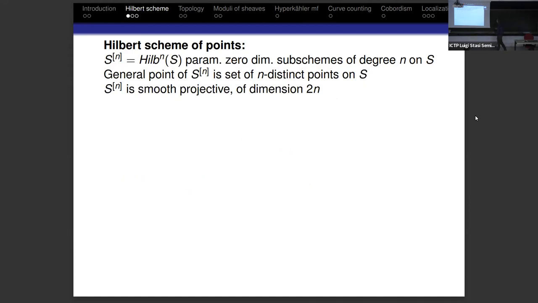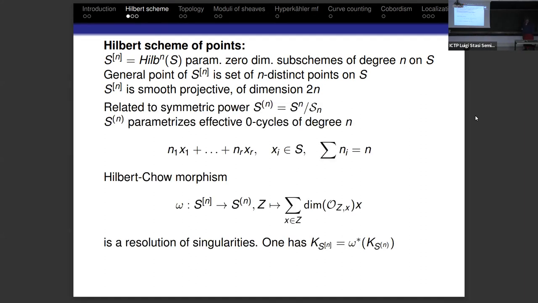Now maybe I can go back again to the definition of the Hilbert scheme of points. I'm looking at zero-dimensional subschemes of length n on S. As I said, a general point is a set of n distinct points on S, in the smooth projective variety of dimension 2n. And there are simpler ways to parametrize sets of n points which possibly come together. You can just take n points counted with multiplicity. This is what the symmetric power does.